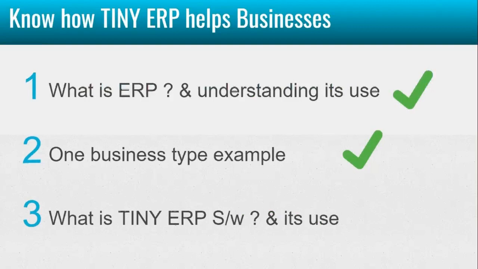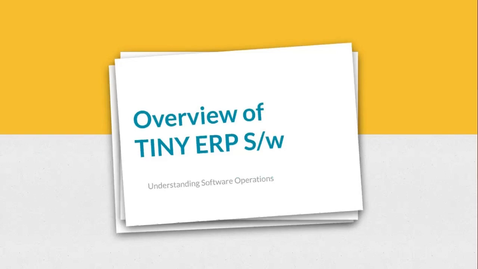Coming to the main slide, what we have done today is we have understood the ERP software, and we have taken one example. I have taken the example of retail and wholesale business. Similarly, we can take an example of any other industry. There are many different examples, right? To understand it better, I have taken retail and wholesale businesses. Now coming to the last point, Tiny ERP software and its use. The process I have explained right now, we will see everything in the software. So, an overview of Tiny software. I'll take you through the software.